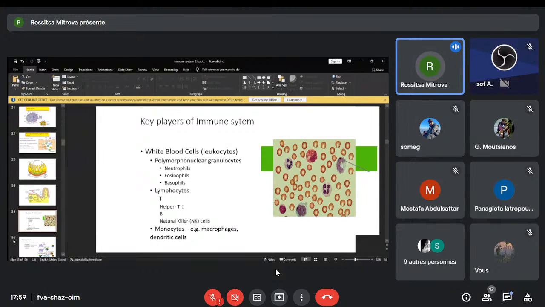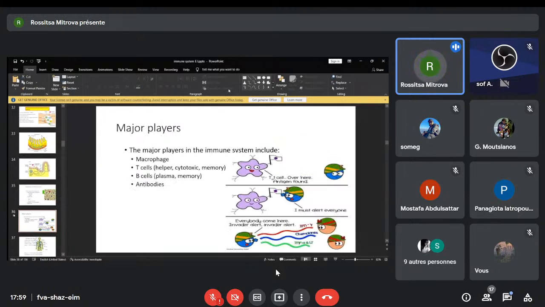These are the key players. Granulocytes have a phagocytic function, and lymphocytes may be T, helper T, B lymphocytes, and the natural killer cells, plus monocytes or macrophages, and dendritic cells. Plus another player, the antibodies, that will come after the activation and proliferation and differentiation of B cells. They will turn into plasmocytes and memory cells.